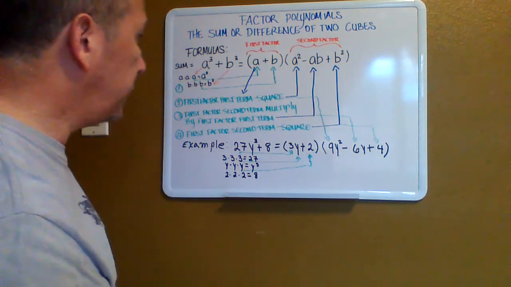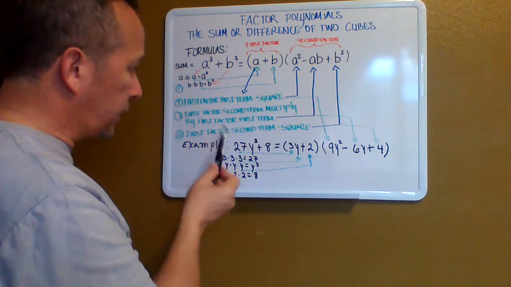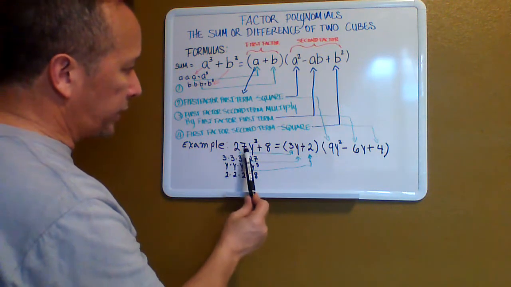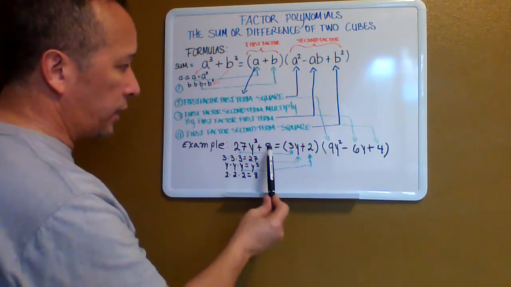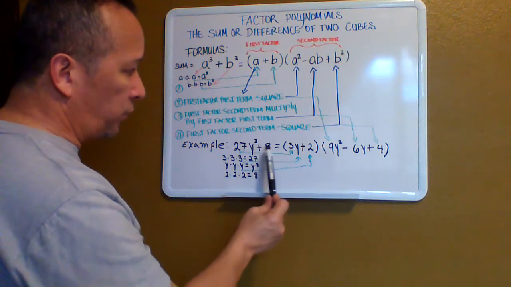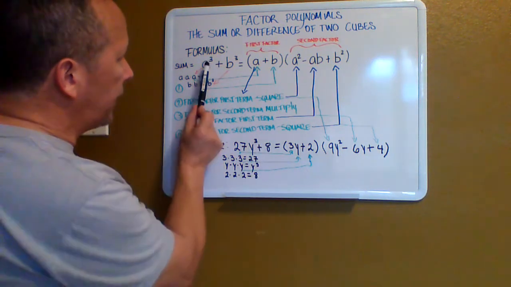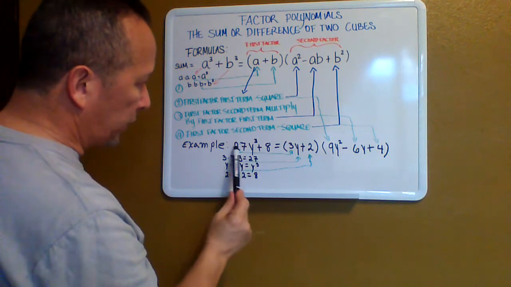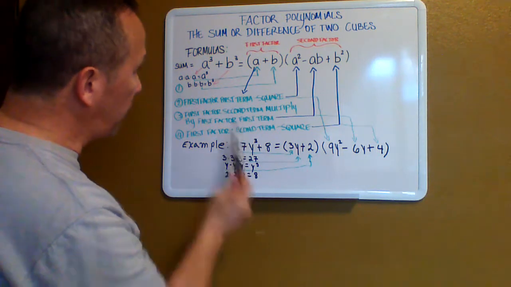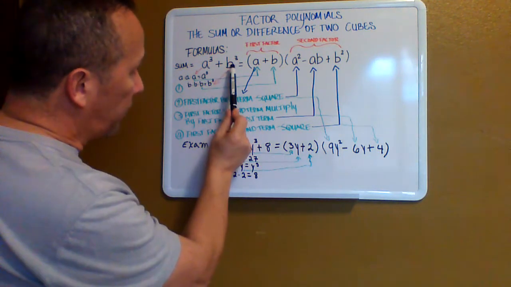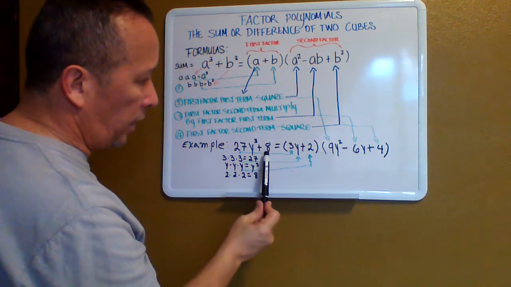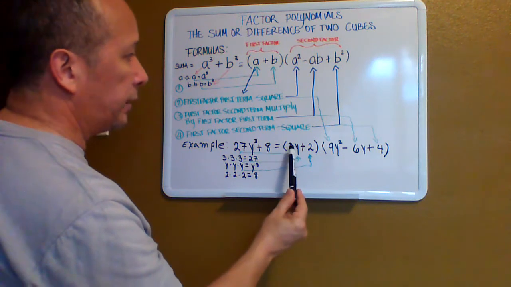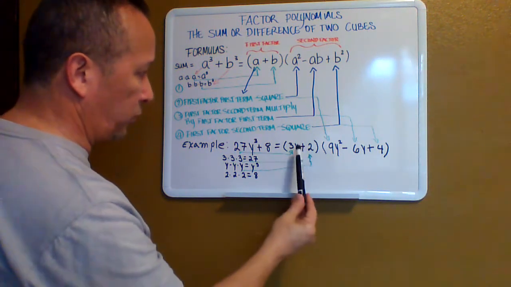Now to see this in detail, let's see this example. Okay, our expression in this example is 27y to the third plus 8. 27y to the third plus 8 is the same as a to the third plus b to the third. Now 27y to the third in this example is equal to a to the third, and b to the third is equal to the number 8. Now the first step is to get the two terms of our first factor.